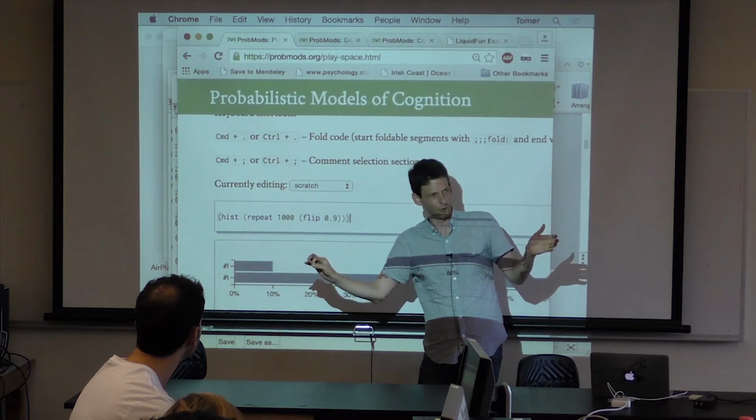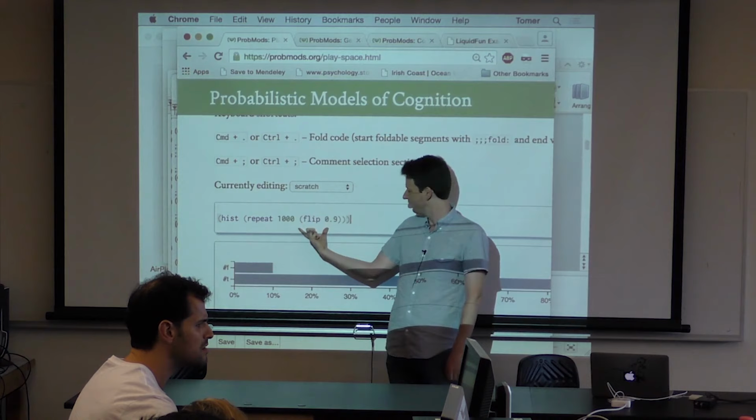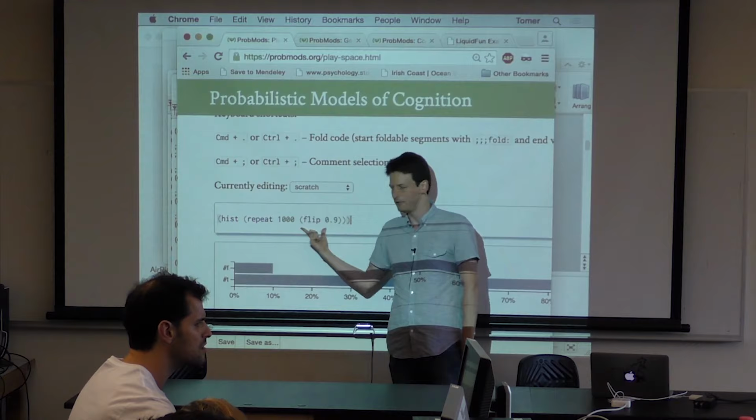In fact, it's going to fail because repeat expects a function. The reason this is going to fail is because it wants a particular function. This is not a function, this is a value. You evaluate this first, it gives you a value like true or false, then you repeat that value 1,000 times. That's not what you want.